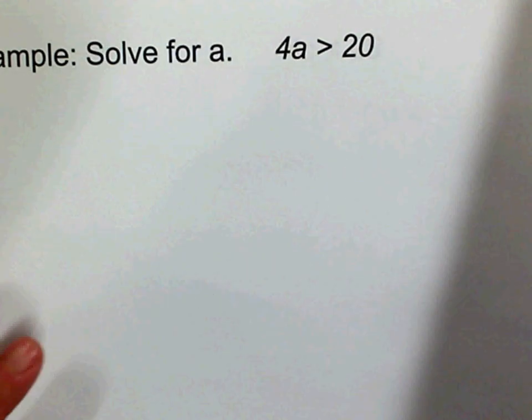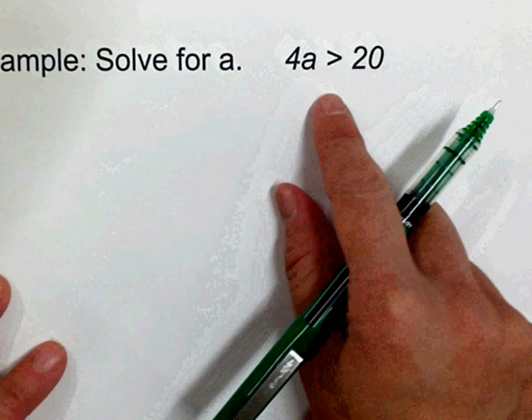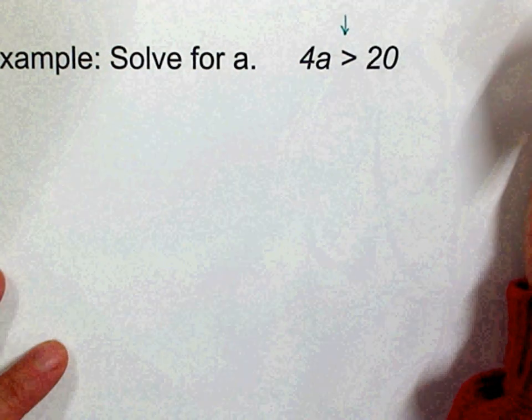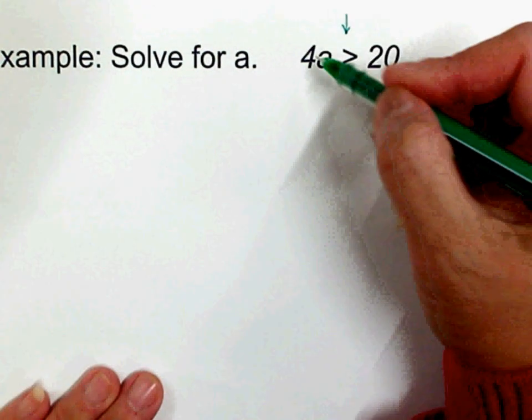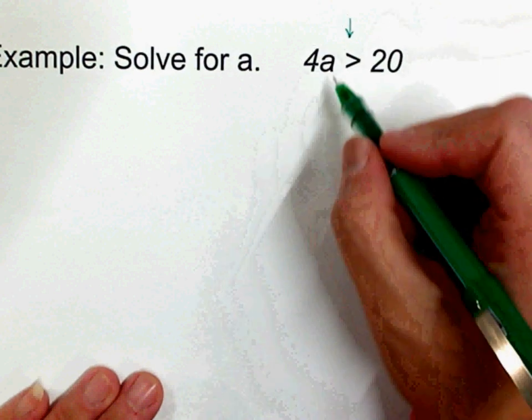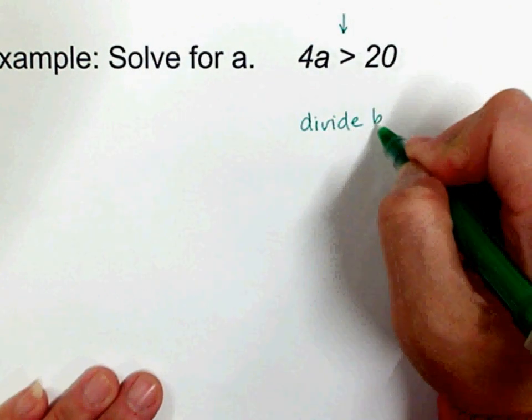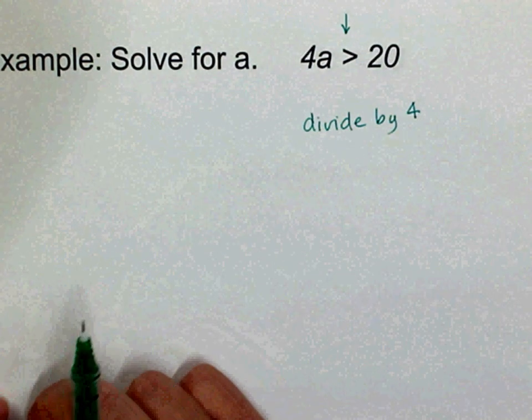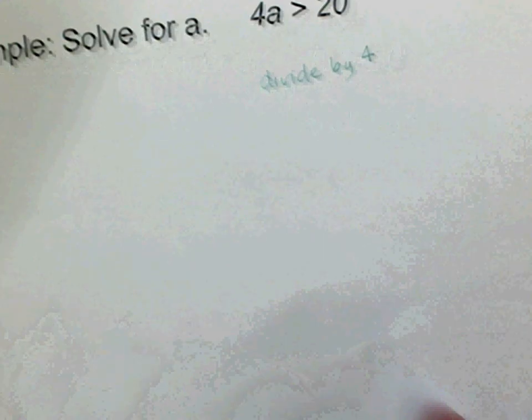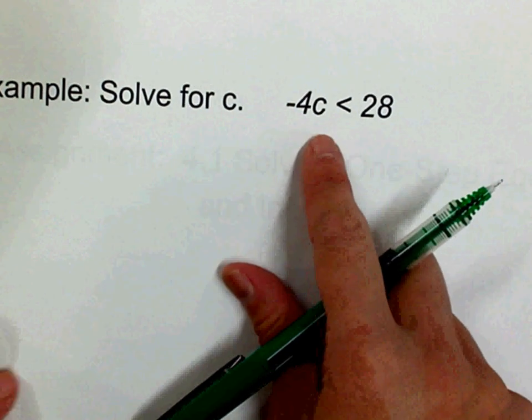Let's look at this one. Now we are talking about an inequality. Okay? So if you have 4a is greater than 20, this is 4 times a, you would divide by 4. All right? Now let's take a look at this one. Negative 4c is less than 28.